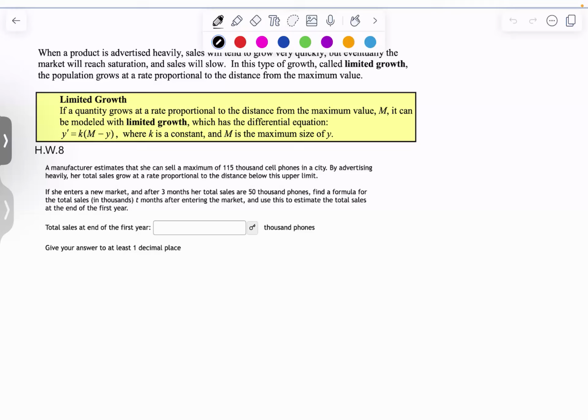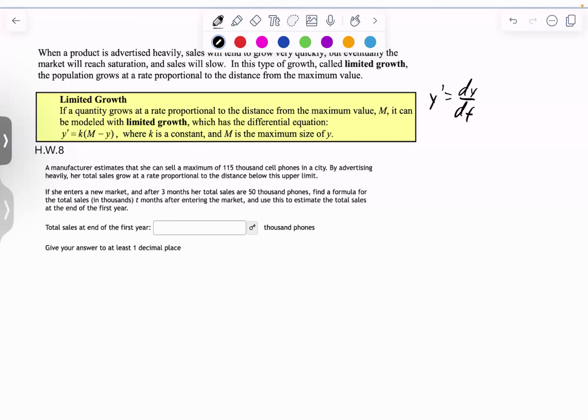Because after a little while, all that advertising is going to run out, and enthusiasm for the product is going to run out, so it's going to die down. And that's kind of the idea here. And we can model that with our limited growth model. And we have y prime. Now remember, y prime is the same as dy/dt, or dy/dx, depending on what we're doing.